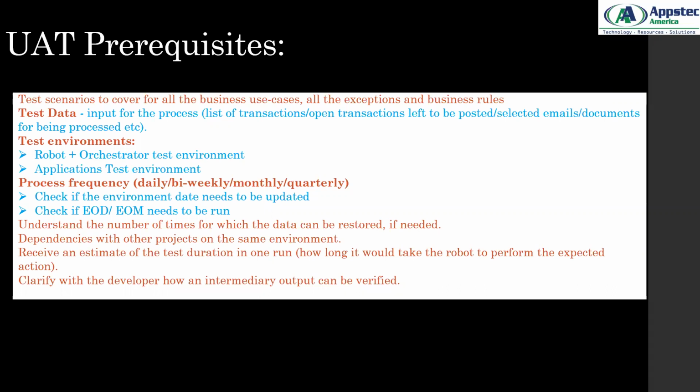Okay. Now, receive an estimate of the test duration in one run, how long it would take the robot to perform the expected action. Yes. So this is where your estimation of one run is very, very important. So you have to execute and get it from the developer how long it's going to run, because similar information you need to pass on to the implementation engineer.